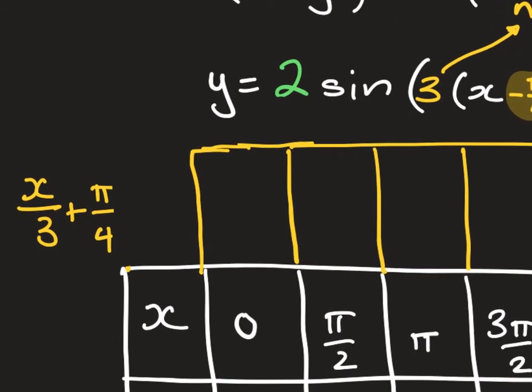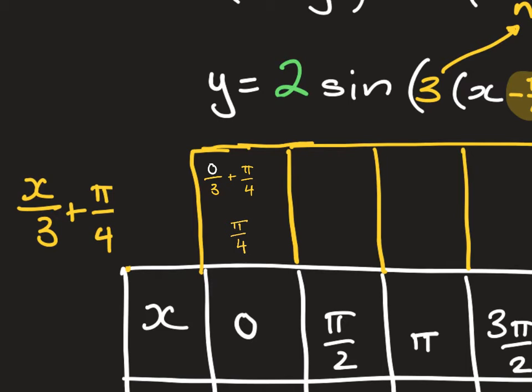And give myself some space to write. So the first thing we do is we substitute our x value into our formula, our transformed formula for x. So we've got 0 divided by 3 plus pi on 4. 0 divided by 3 is 0 plus pi on 4. That gives us pi on 4 as our first x value.